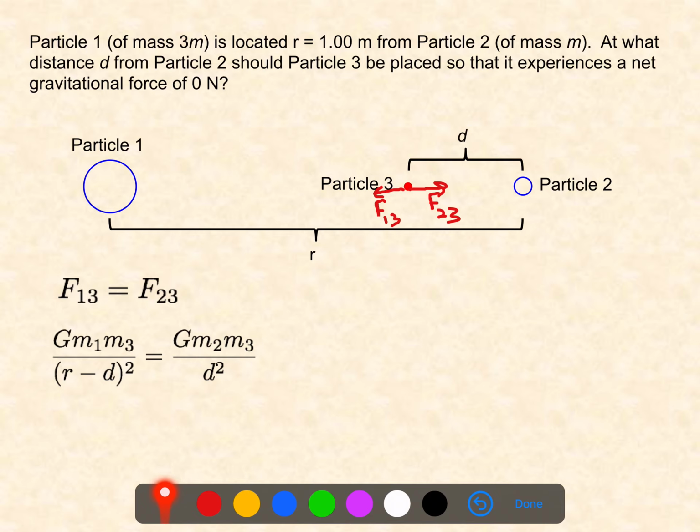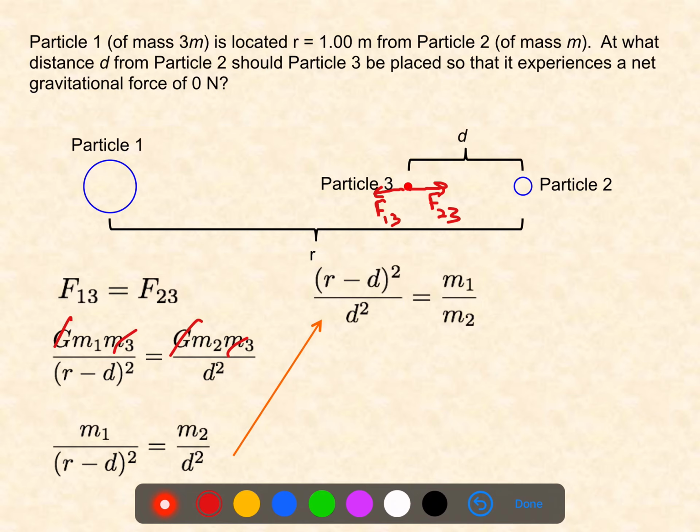Well, the distance between them is this whole distance minus d. Okay, and then F23 is G m2 m3 over this d squared. As you see, the G's are going to cancel, and I can make some simplifications. Also, the m3's will cancel. I can make some simplifications here.